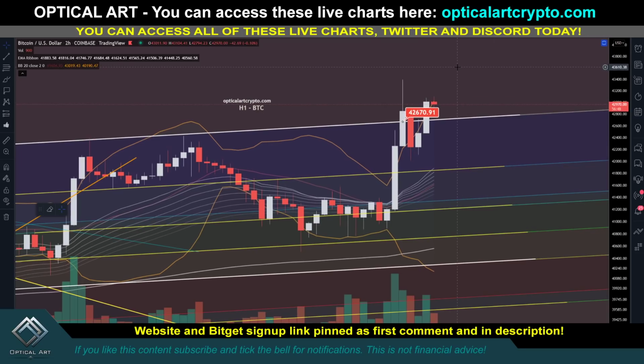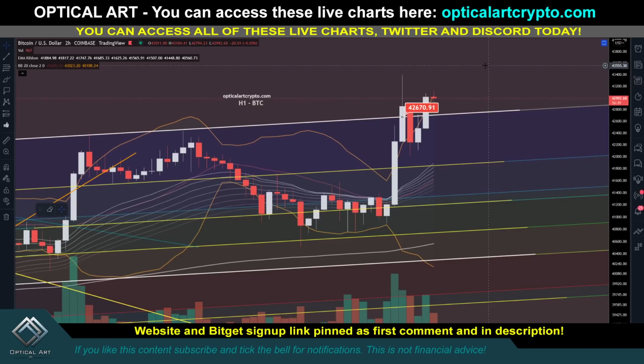Okay guys, as promised, I told you if Bitcoin held above 42,000, I would have to flip bullish. So I'm going to give you upside targets. I'm going to show you how far this can push up. So I'm going to have to eat crow here.